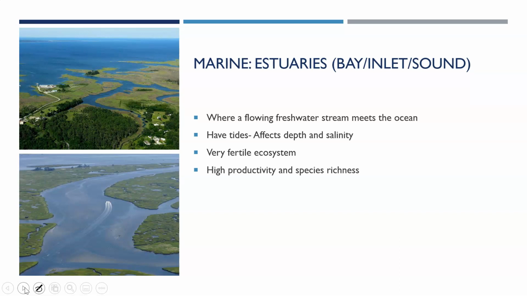They have tides, which affect their depth and salinity. But they're very fertile ecosystems because they're bringing all those nutrients down out of the mountains and through the rivers. So they have a high productivity and species richness. A lot of species like to have their larval stages for fish and shellfish in these estuaries because it's more protected and there are high nutrients.